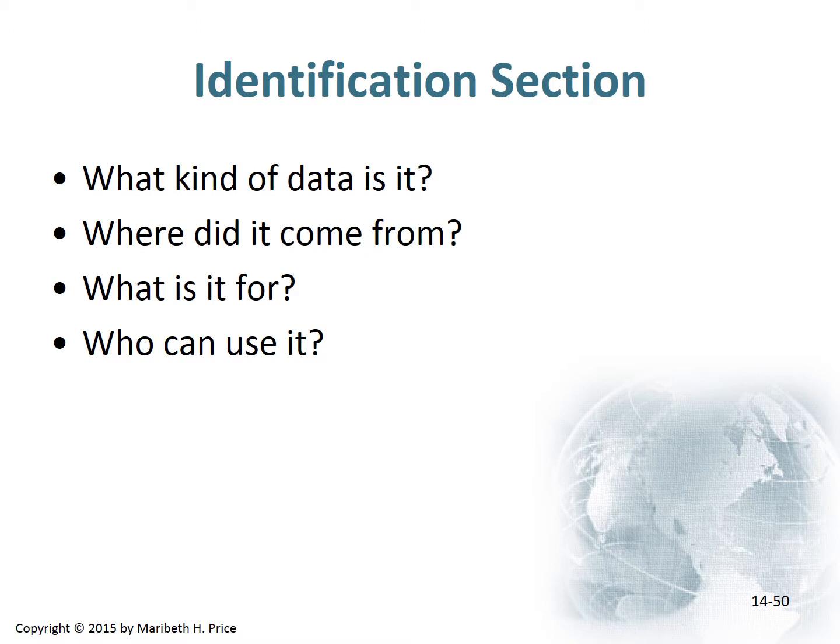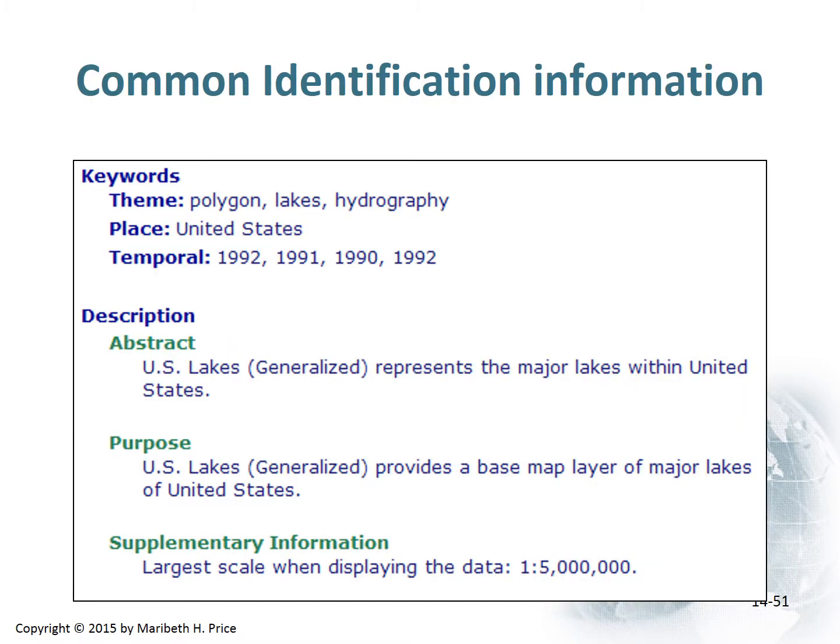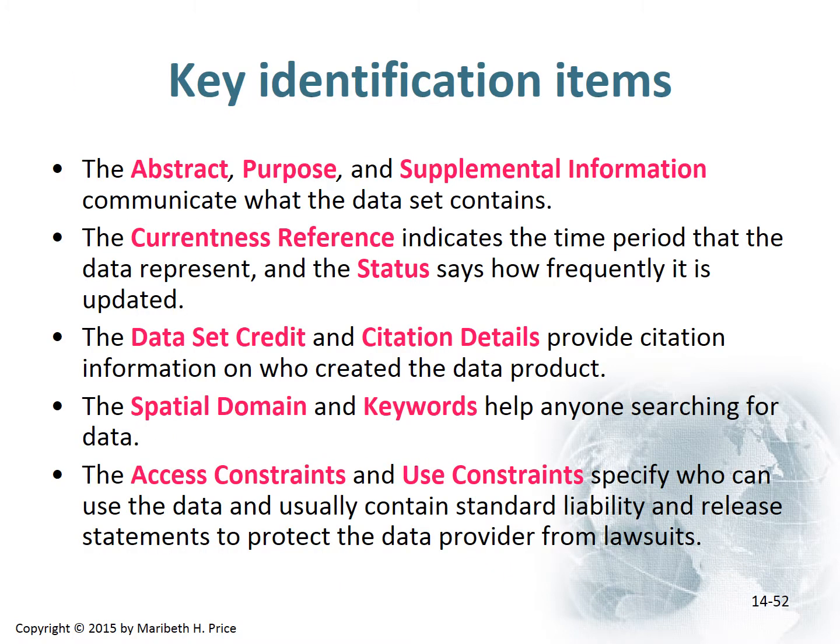Identification: what kind of data is it, where did it come from, what's it for, who can use it. Common identification information would look something like this. Here are some key identification terms: abstract, purpose, supplemental information, current references, status, data set credit, citation details, spatial domain, keywords, access constraints, use constraints. These are the kind of things that go into it. And essentially you would use these elements to fully explain what the data is.